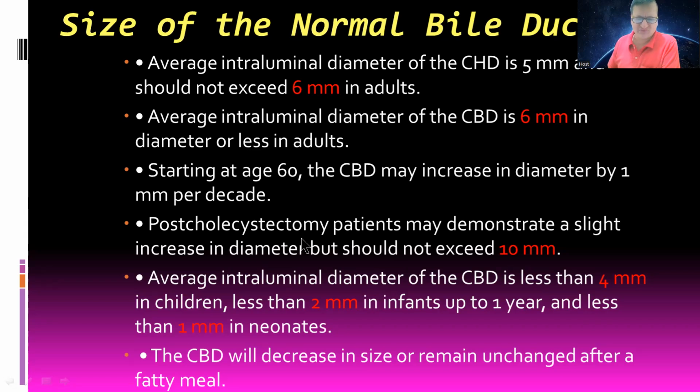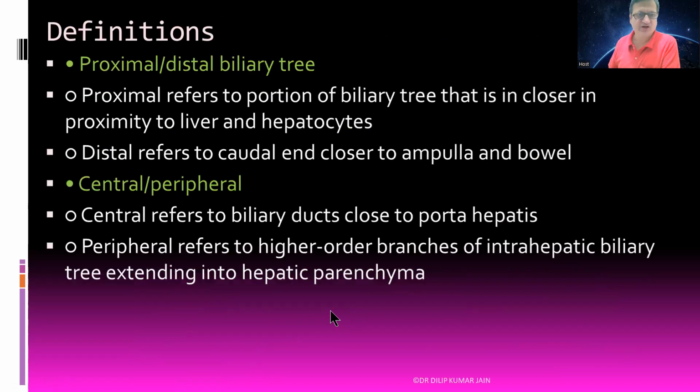Post cholecystectomy patients may demonstrate a slight increase in diameter but should not exceed 10 millimeter. Average intraluminal diameter of the CBD is less than 4 millimeter in children, less than 2 millimeter in infants up to 1 year, and less than 1 millimeter in the neonate. So you can remember 4, 2, and 1. The CBD will decrease in size or remain unchanged after a fatty meal.